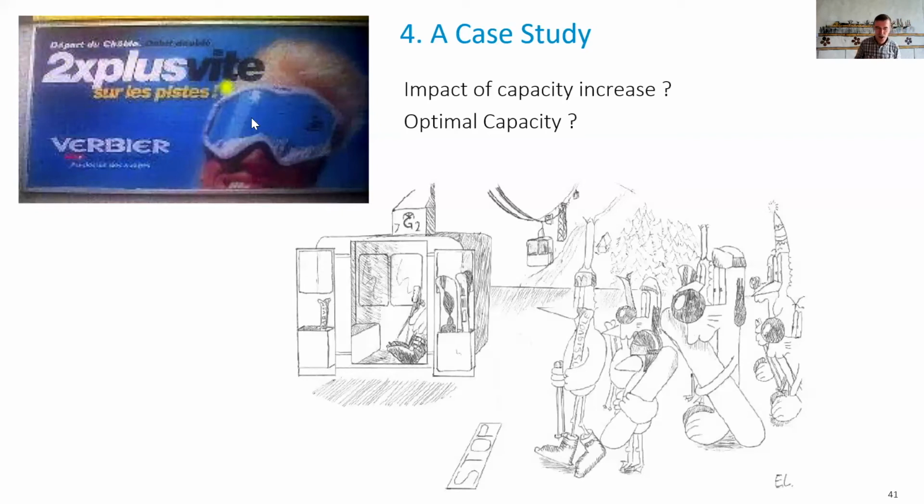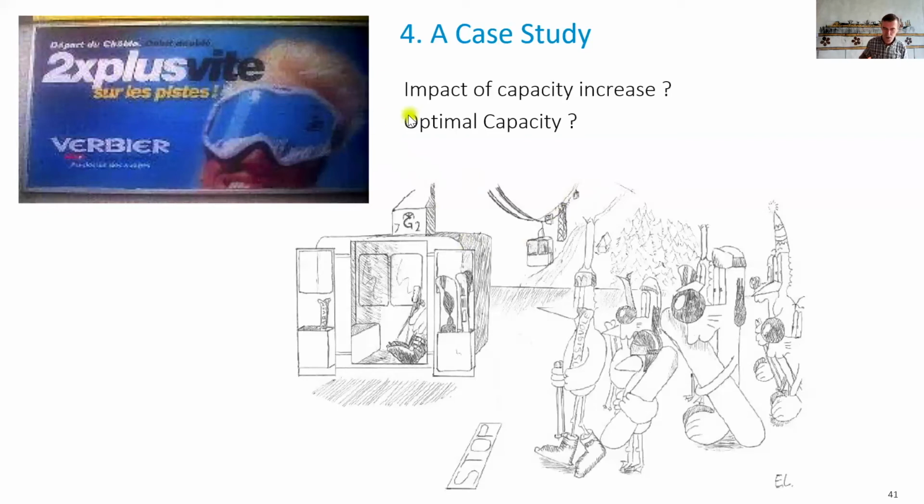So we doubled the capacity, for example, by making a second parallel telecabin, or the speed of the telecabin is twice as much. So they doubled the capacity of the ski lift system, and they claimed that we would go twice as fast on the slopes.